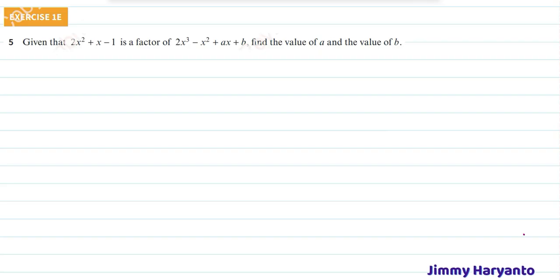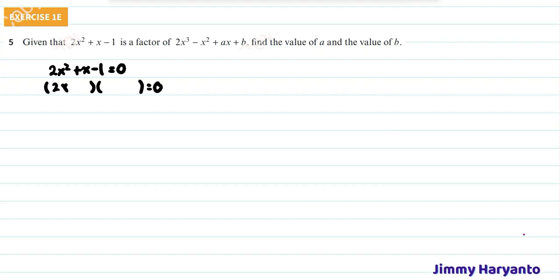Next is question 5. Given that 2x squared plus x minus 1 is a factor, that means you have to find the value of x from this one. 2x squared plus x minus 1 equals 0. You can factorize it like this: 2x and x, 1 plus minus. So you have x equals half and x equals -1. And then after that, we'll use each of them to find the value of a and b.